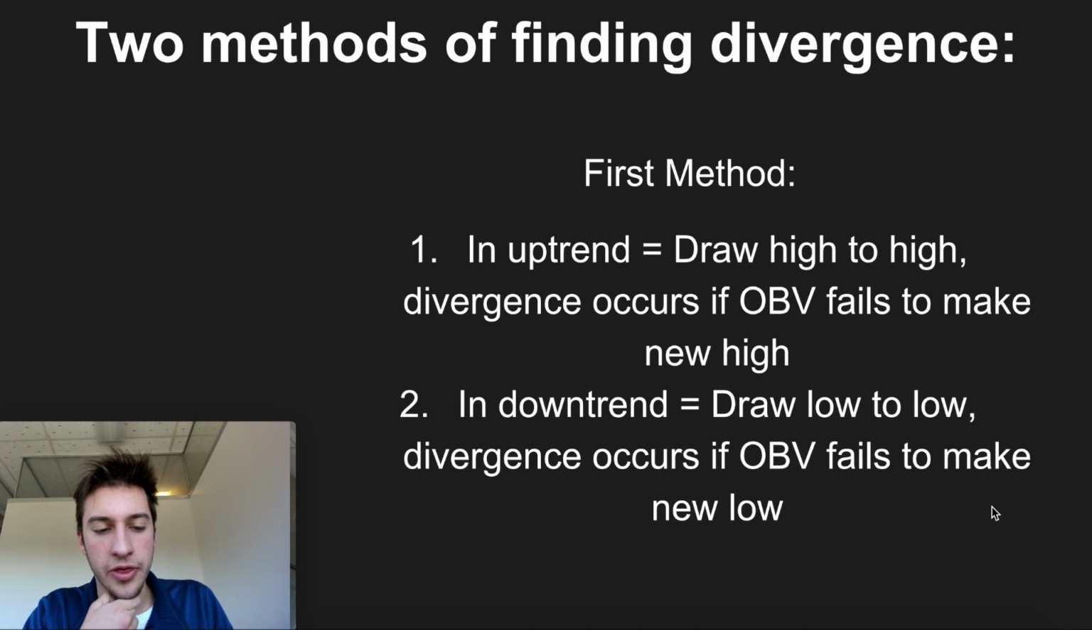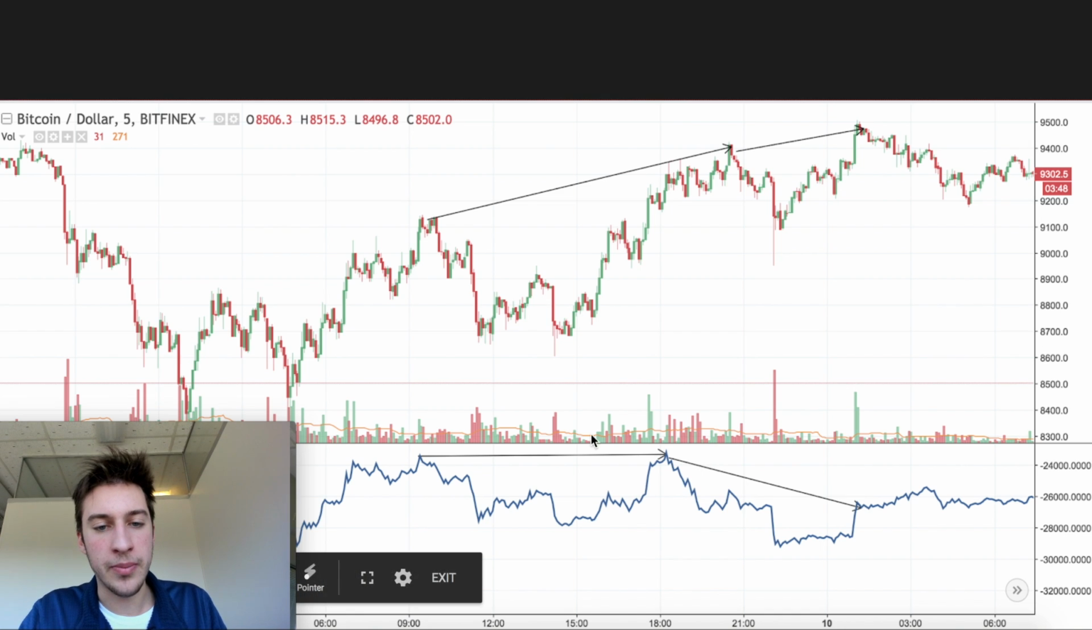Okay, so let's go over the 3 different ways that you can use this indicator. So the first method is for an uptrend. You want to draw price high to price high. Then you want to find divergence if OBV fails to make a new high. And then downtrend, you're just going to do the opposite. So this is what I mean by that.